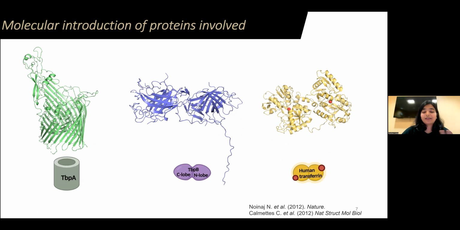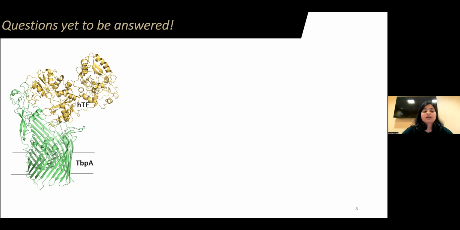There will be a lot of N lobe and C lobe happening later on in my talk, so I wanted to give a molecular introduction of the proteins in the very beginning. If we know all the molecular details of the proteins individually, what is yet to be done in order to target these systems? We know few molecular details, but we know very little mechanistically about the system.